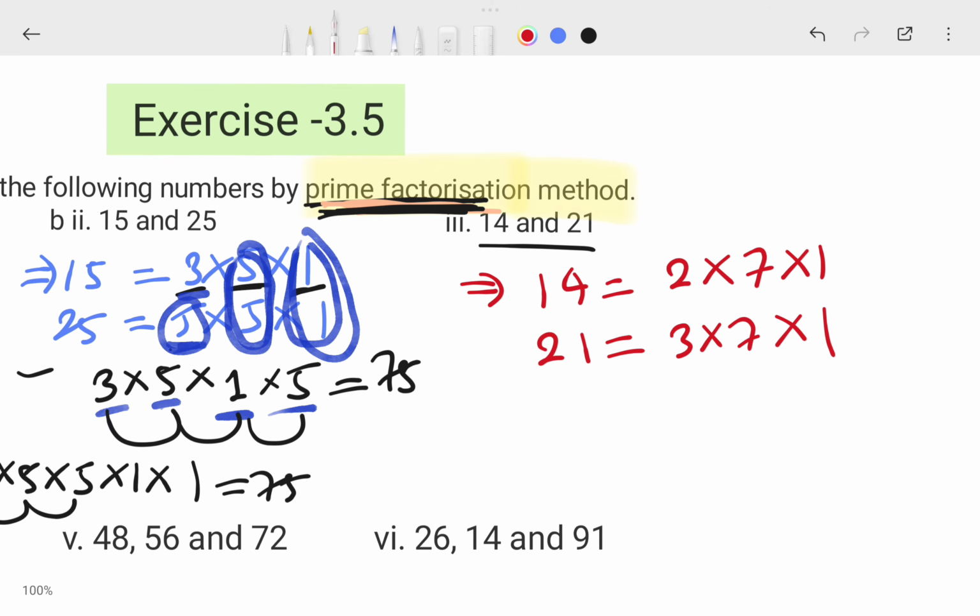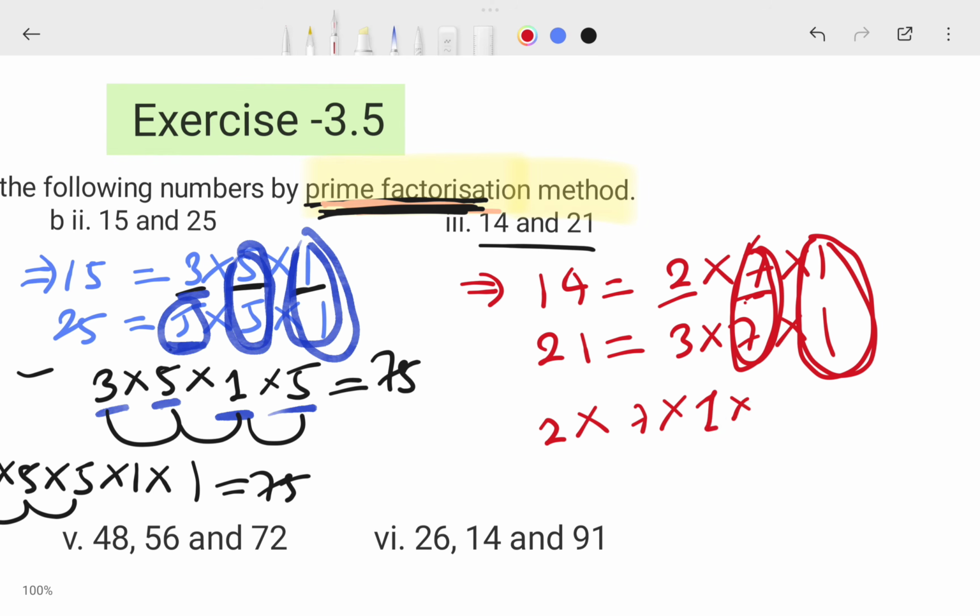So here what is common? 7 7 are common, 1 1 are common. Which are common, we will write one time. This is 2, write 2. Here 7 7 are common, so write one time. Here 1 1 are common, so write one time. Now let's come downwards. 3 is there, write 3. That's over. Which are common, write one time only.